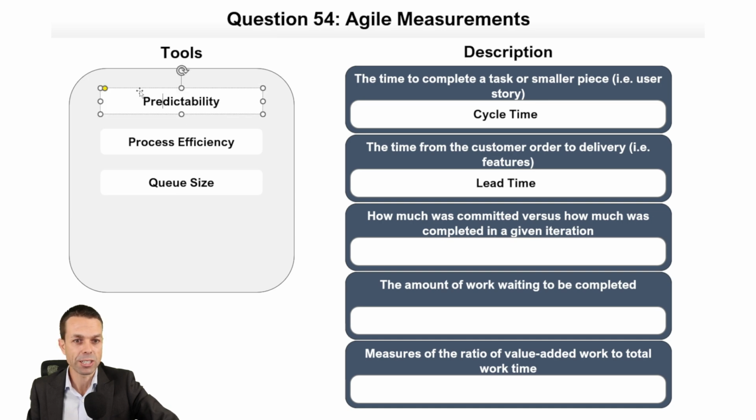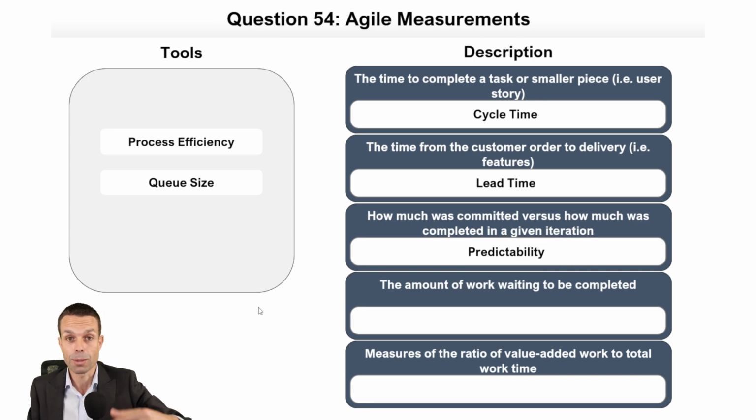That's how predictable our process is. And we can do that with a velocity chart, if you remember from the previous questions, where we show the velocity or the amount of user story points that we completed in previous iterations. And then we can use that to be more predictable going forward and to put that amount of user story points in the next sprint or the upcoming sprints.